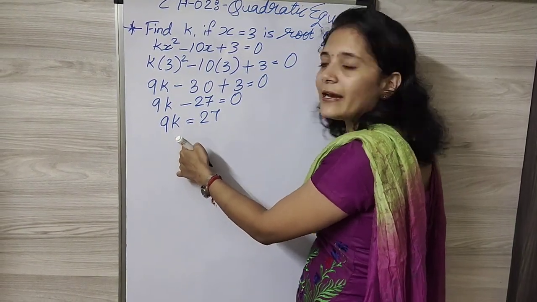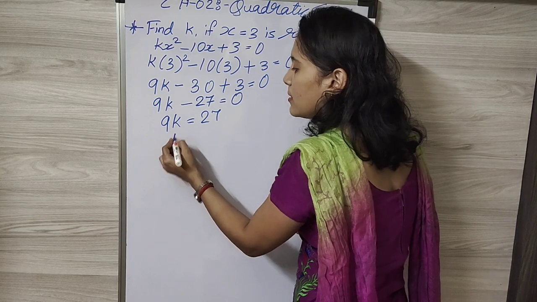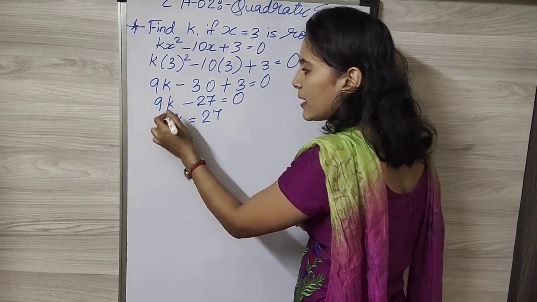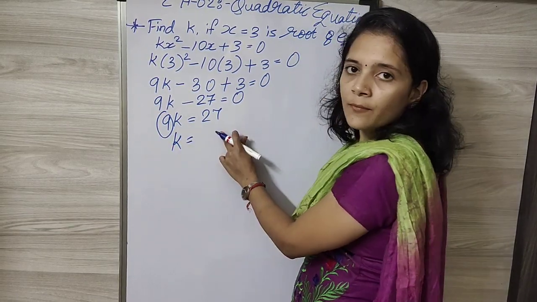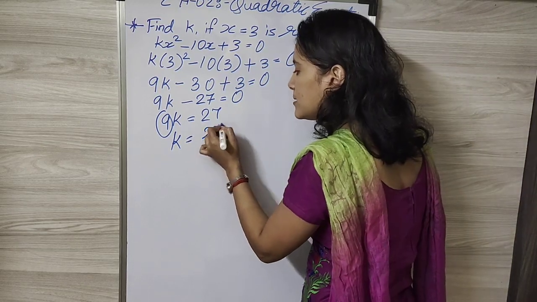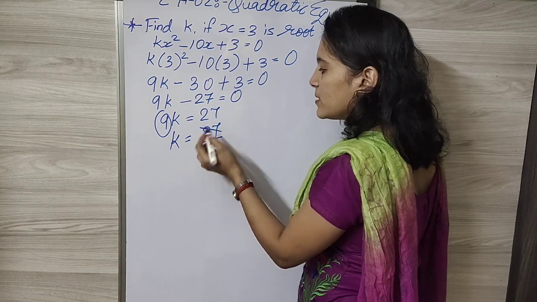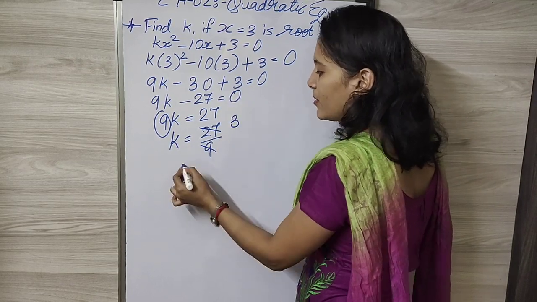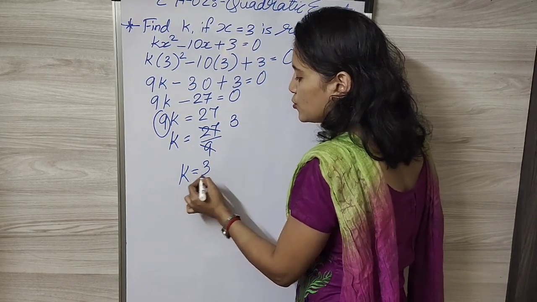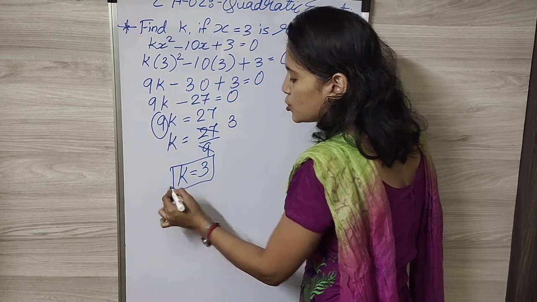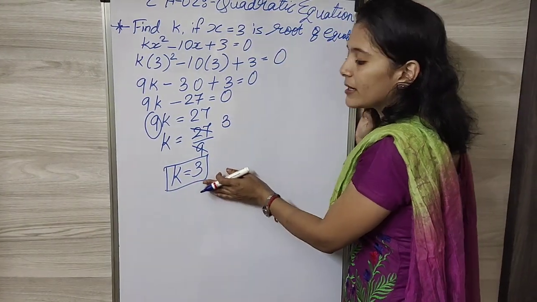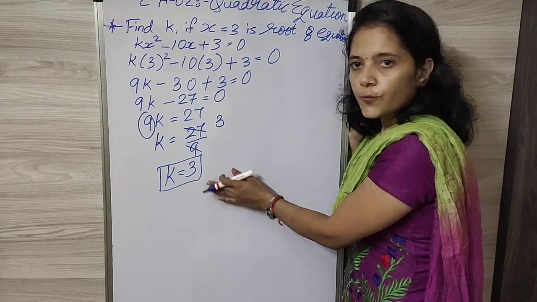Right? So 9 into k. The relation between 9 and k is multiplication. So when 9 will be shifting to this side, it will become division. So 27 by 9. Again reduced form. 9 1s are 9, 9 3s are 27. K is equals to 3. So here I got the value of k, that is k is equals to 3.